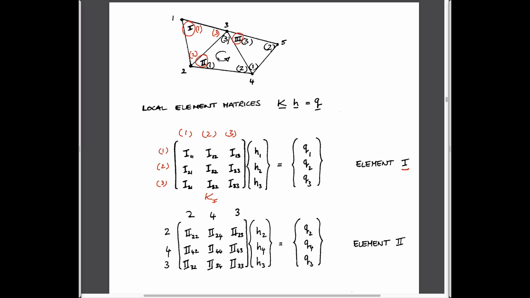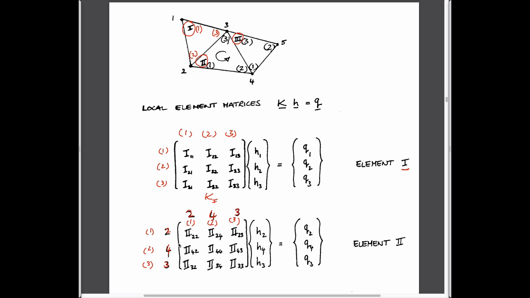But when we look at 2, now the system's changed. So I guess I've written it on here already. This is, again, local node 1, local node 2, and local node 3. And this is local node 1, local node 2, and local node 3 in terms of our conductance matrix. But this local node 1 is equal to this global node 2. So this is this. This local node 2 is equal to global node 4, which is this. And 3 is actually equal to 3.